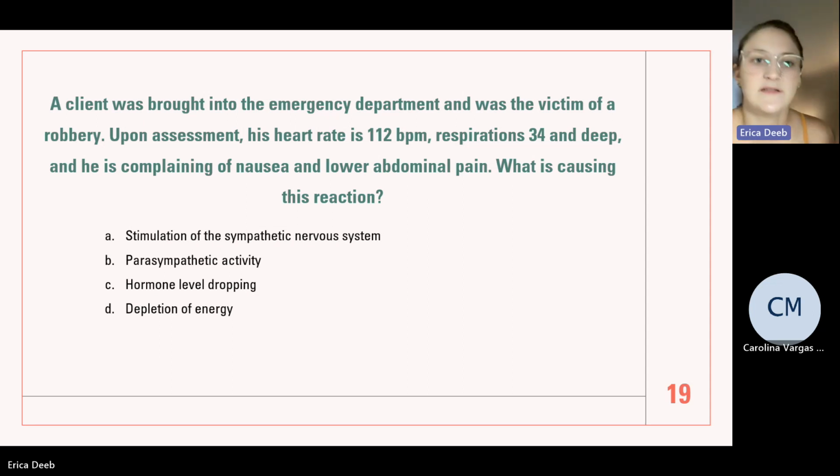So a client was brought into the emergency department and was the victim of a robbery. Upon assessment, his heart rate is 112, respiration's 34 and deep, and he's complaining of nausea and lower abdominal pain. What is causing this reaction? A, stimulation of the sympathetic nervous system. B, parasympathetic activity. C, hormone level dropping. And D, depletion of energy.